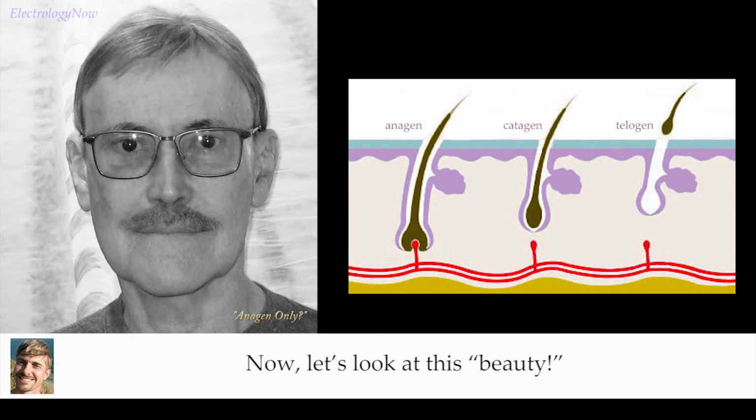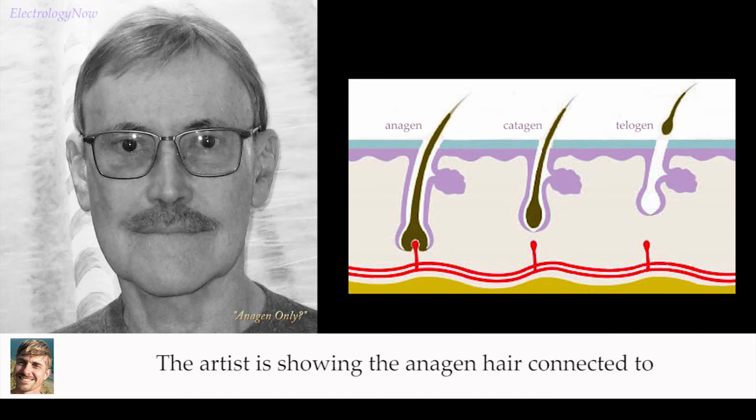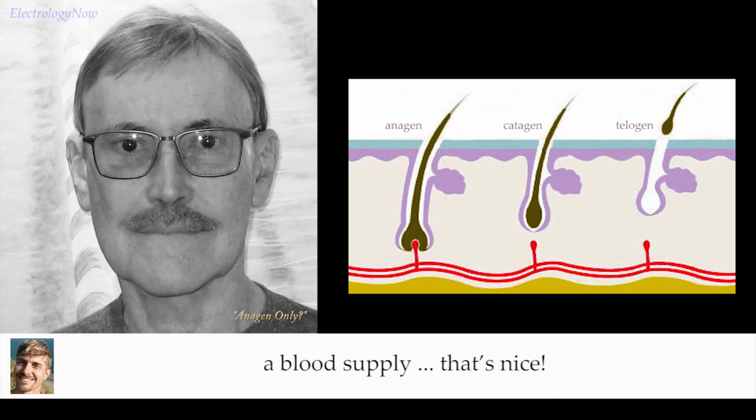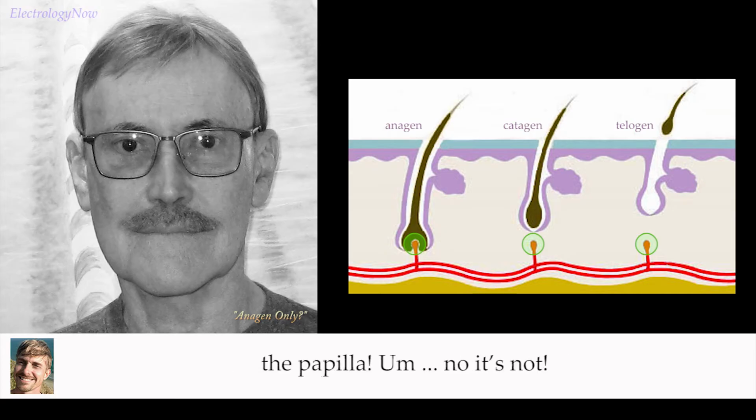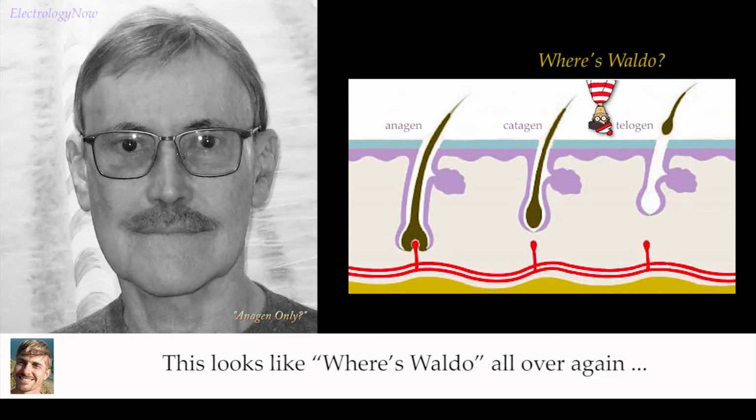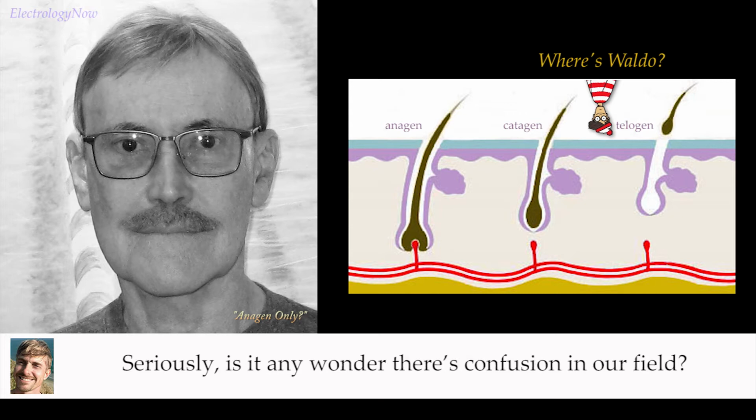Now, let's look at this beauty. The artist is showing the anagen hair connected to a blood supply. That's nice. However, that little bulb on the blood vessel sort of makes you think that that's the papilla. No, it's not. Then in catagen and telogen, the follicle shrinks up, but poof, where did the papilla go? This drawing seems to indicate the papilla stayed at the bottom. Really? This looks like Where's Waldo all over again, except this time, where did the damn papilla go? Seriously, is it any wonder there's confusion in our field?